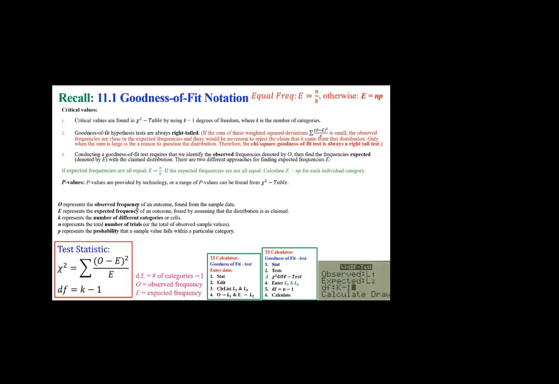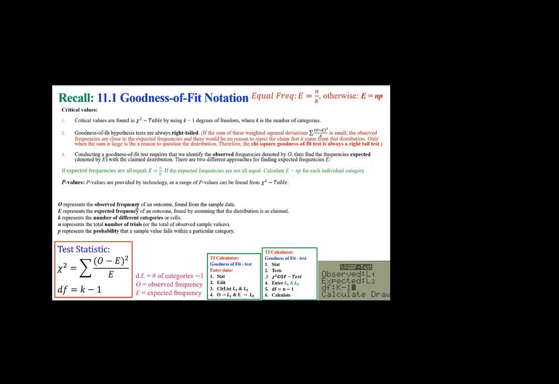Now, in the case of a goodness of fit, there are a couple of things. When we have equal frequency, E can be calculated as N/K, or E equals N times P, the proportion, if you will. The critical value is found using the chi-square table, and it is always set up such that it is a right tail test, and the statistic is equal to the summation of (O minus E) quantity squared over E.